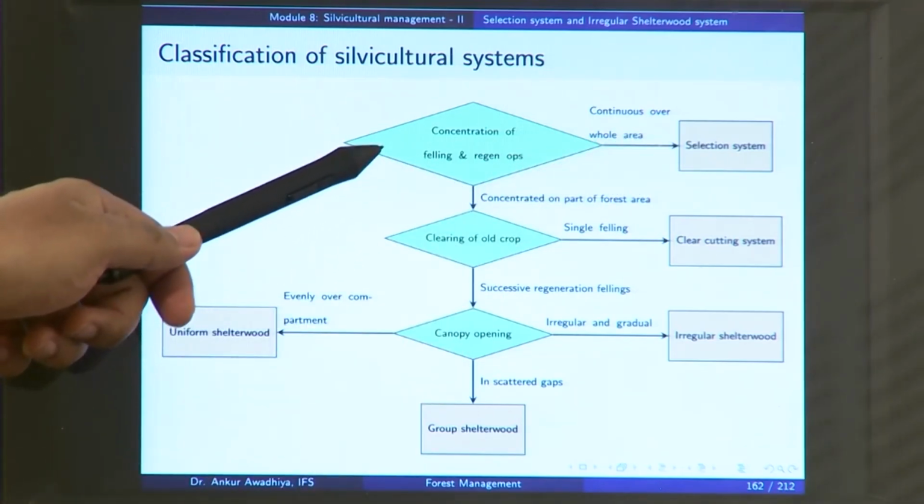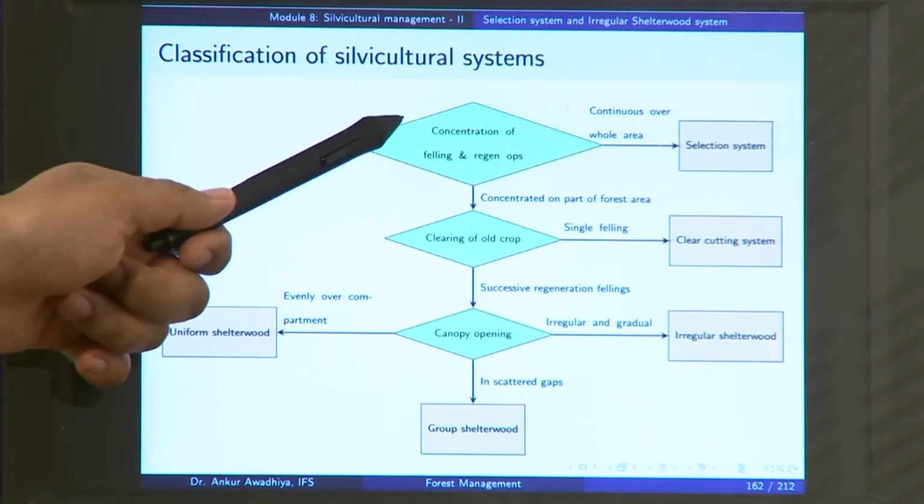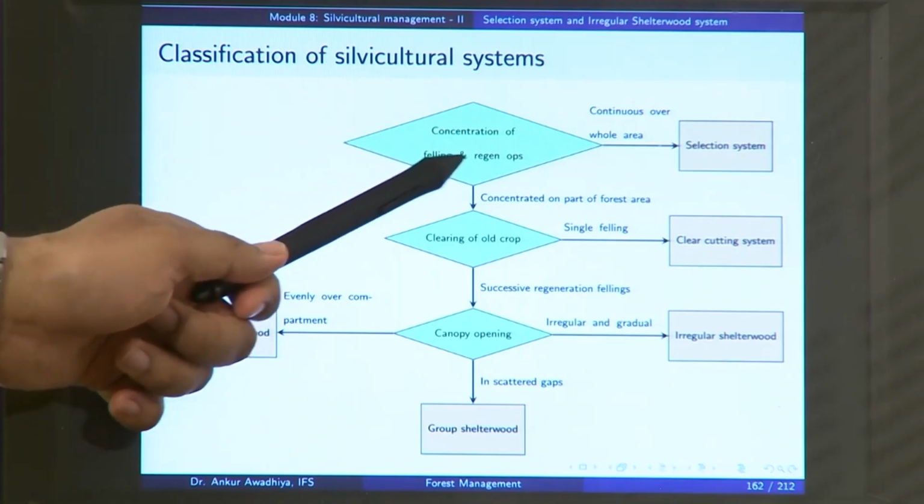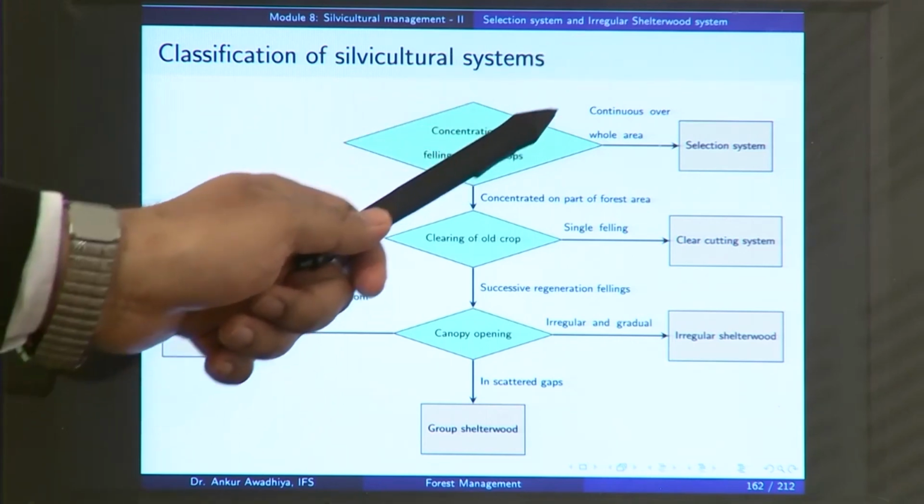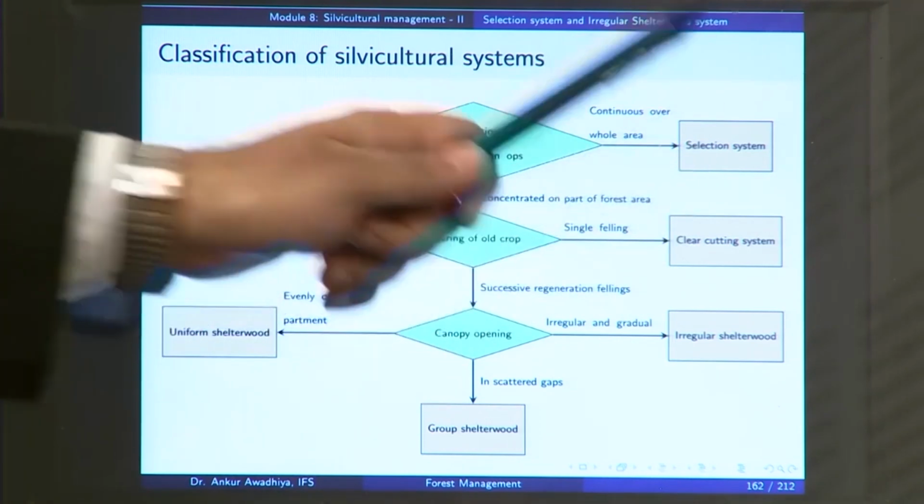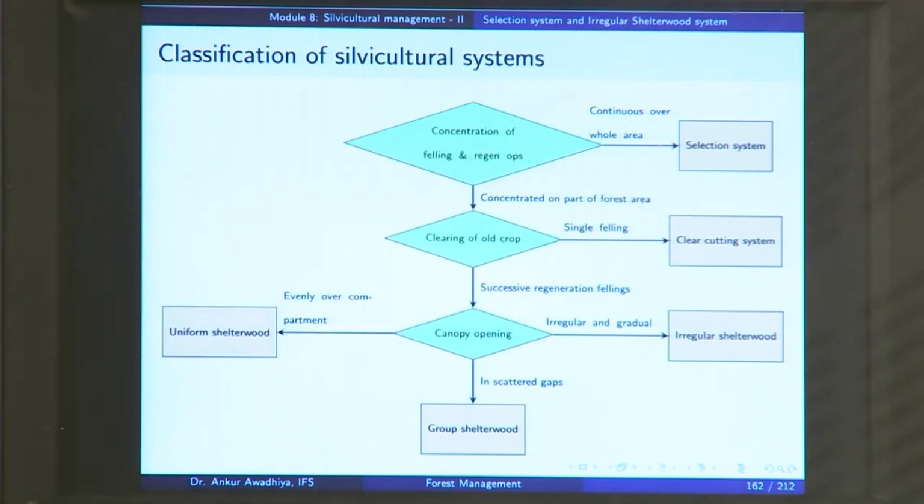So, the first question that this flow chart asks is, how is the concentration of felling and regeneration operations, and if felling and regeneration operations are continuous over the whole area, then you have the selection system. So, this is the primary characteristic of a selection system, that your felling and regeneration operations are continuous over the whole area. You are visiting all areas of the forest at all times.